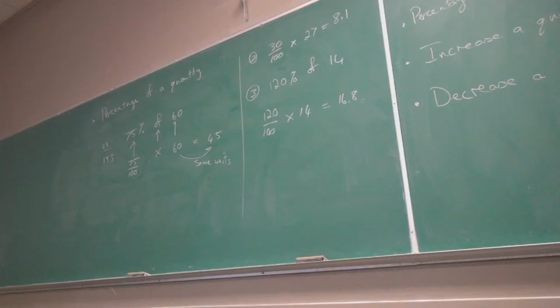Same unit. Could be dollars, could be chickens, could be whatever. It's not a percentage anymore. So that tells me if I have a percentage of a number, it is simply convert the percentage to a fraction, multiplication. That was 1. This is 2 of 15.3. That's sometimes. 30% of 27.